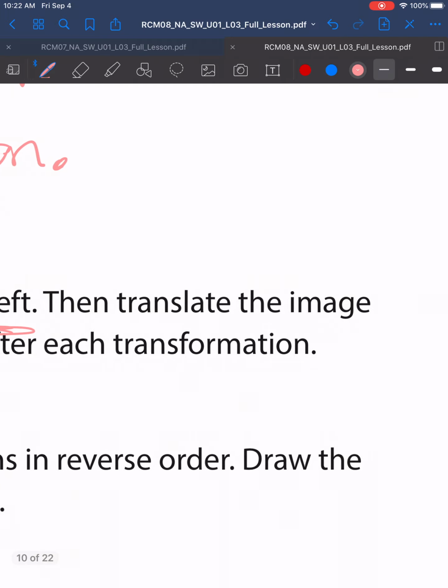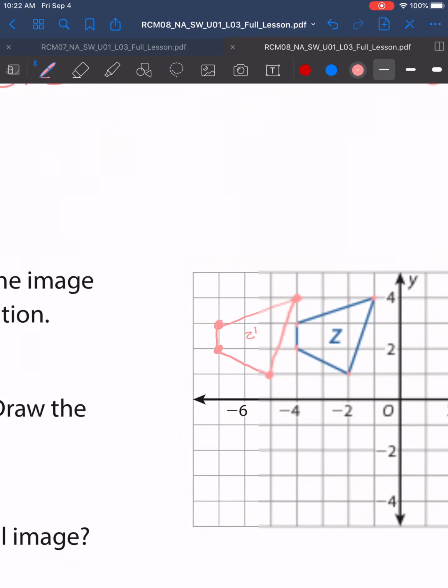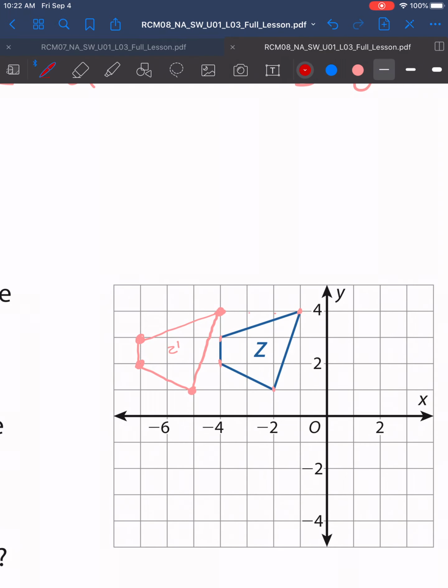And then it says to do what? 5 units down? I'm gonna use a new color. 1, 2, 3, 4. Did it say 5 units? Ugh. Or am I just reading this wrong? No, 5 units, okay. 1, 2, 3, 4, 5. 1, 2, 3, 4, 5. Sweet.